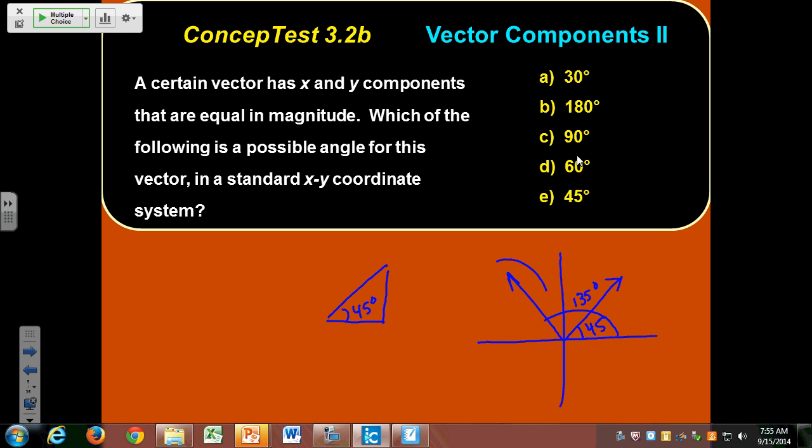Now, this vector over here, for example, would have a negative x component and a positive y component. This vector down here would have negative x and y components, and this vector would have a positive x, negative y, and this would have negative x and negative y components. So on the multiple choice, you'll have a handful of questions just about basic vector stuff like this.